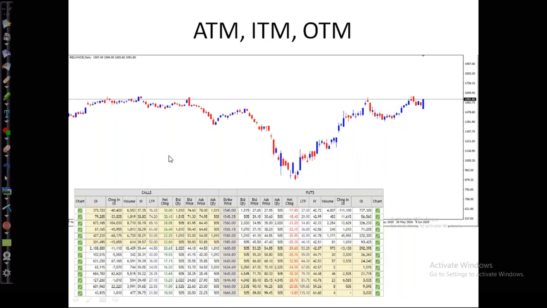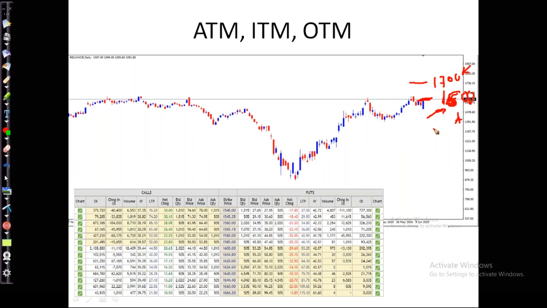In the money, out of the money, I think everybody knows, right? Let me tell you once again. Suppose right now the current price is 1600. This strike price, where price is right now, is called at the money, ATM. If I want to buy above this strike price, say 1700 for example, this is called out of the money.